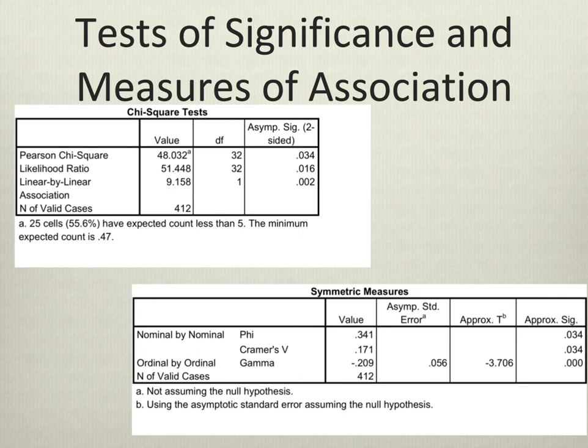For that, I take a look at my measure of association. With two ordinal level variables, it's gamma. The value of gamma is negative 0.209. Worth noting, it tells me that as income goes up, Facebook usage goes down.